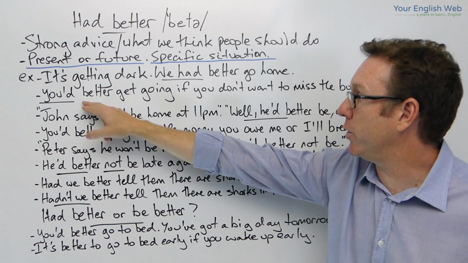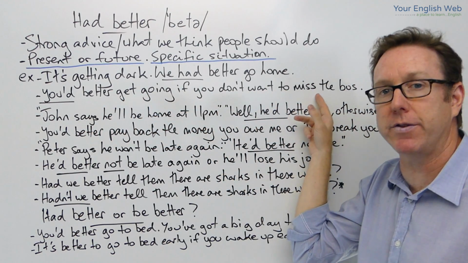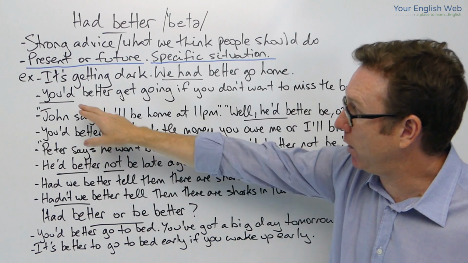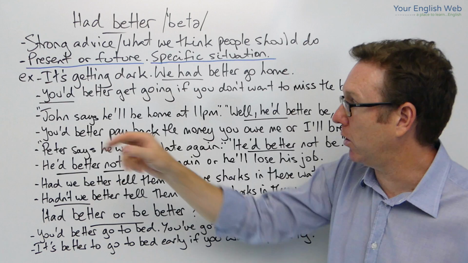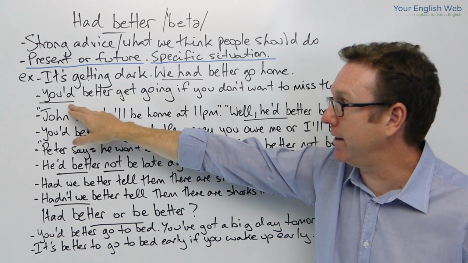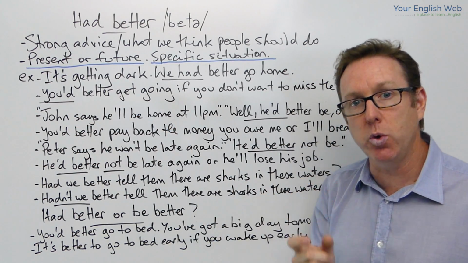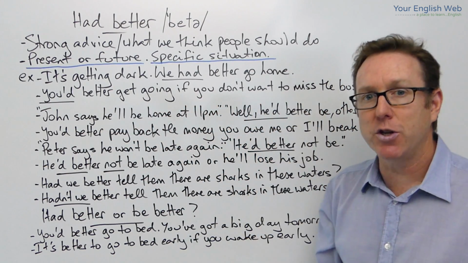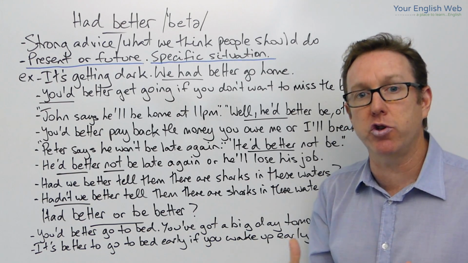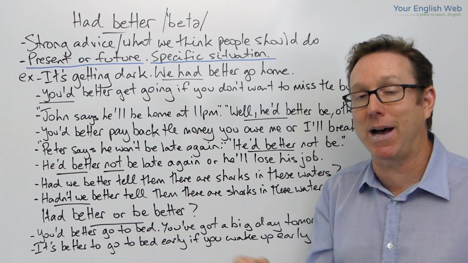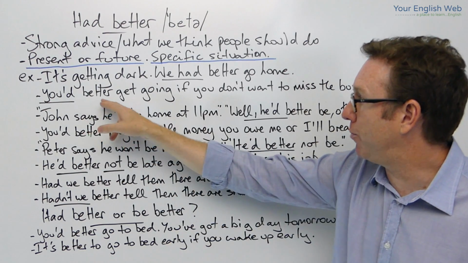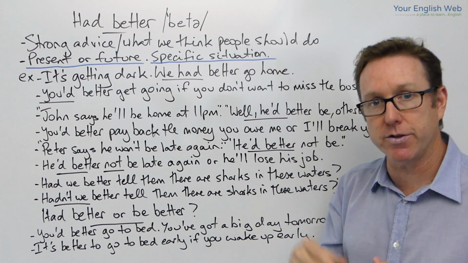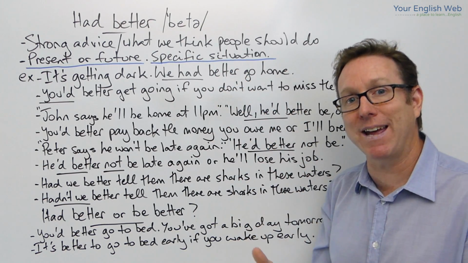Now, the second example: you'd better get going if you don't want to miss the bus. Now, here we can see that we are contracting, okay? We're contracting the you and the had to form you'd better. You'd better get going if you don't want to miss the bus. So again, I'm telling you what I think you should do, because if you don't want to miss the bus, you should go now, okay? So again, the specific situation to miss the bus in this sense, you'd better get going.